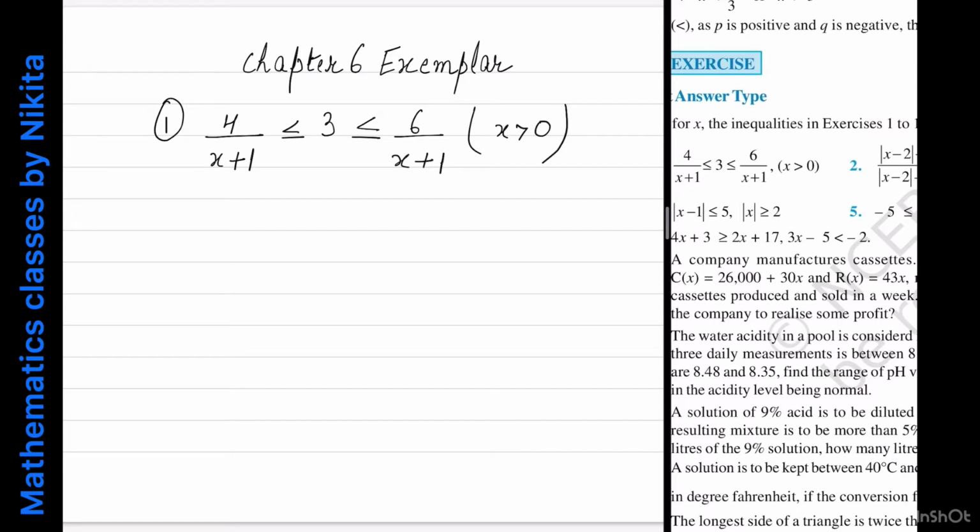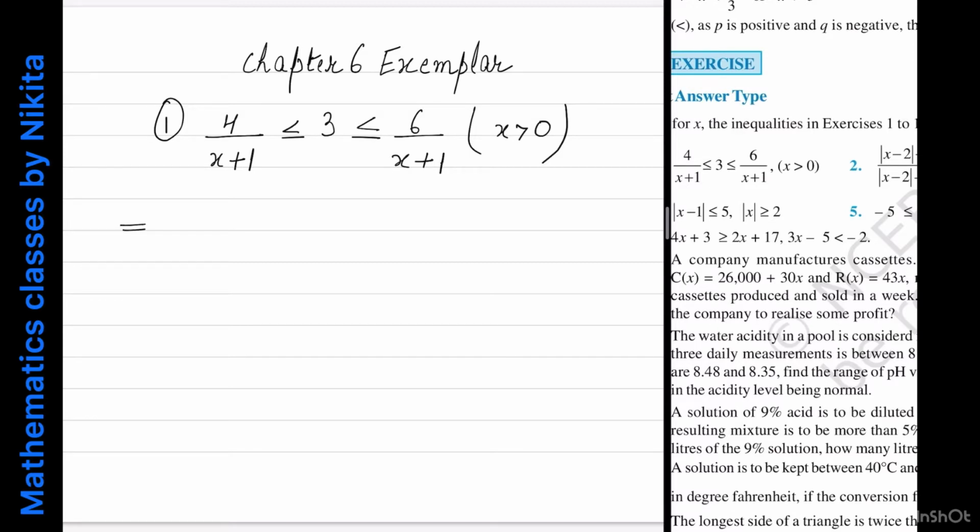Now how to solve this inequality? That is, you have to find all the x which satisfy two inequalities. So here we have two inequalities, one is this and the other one is this. Either you can solve both simultaneously or you can also split them. So let's see.